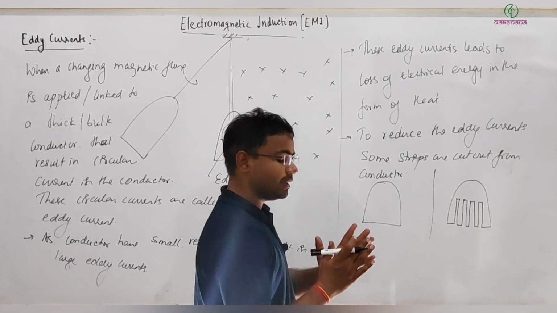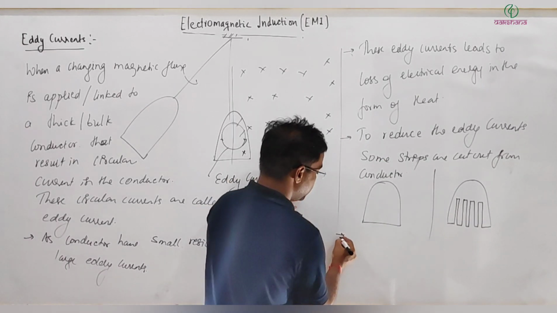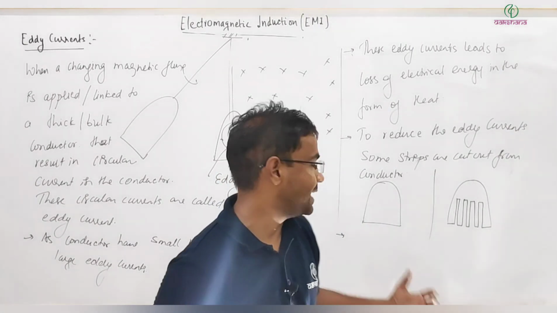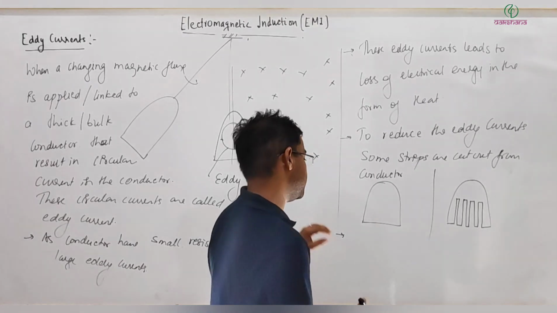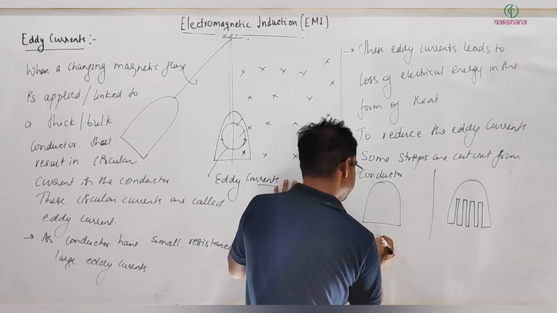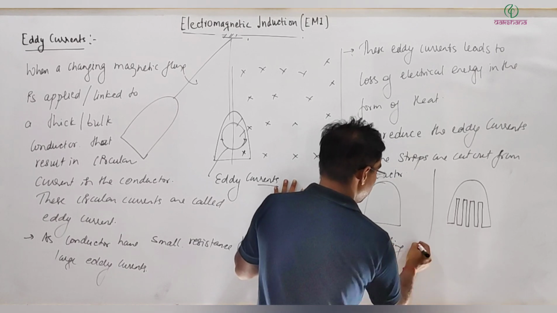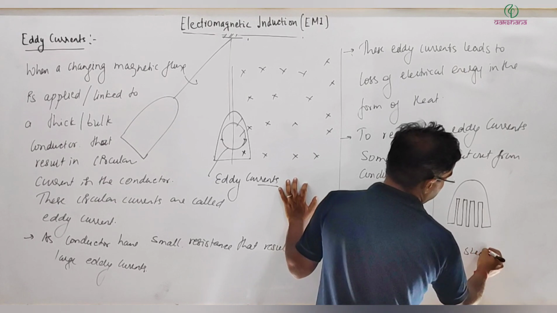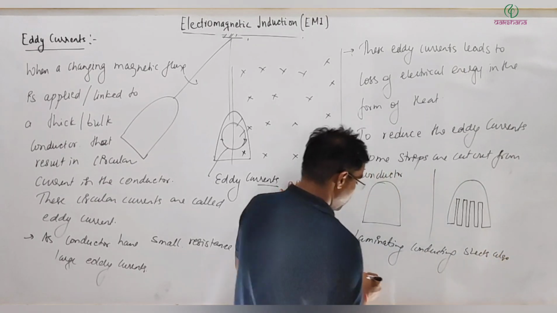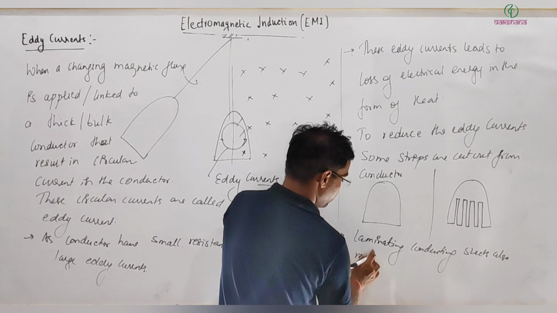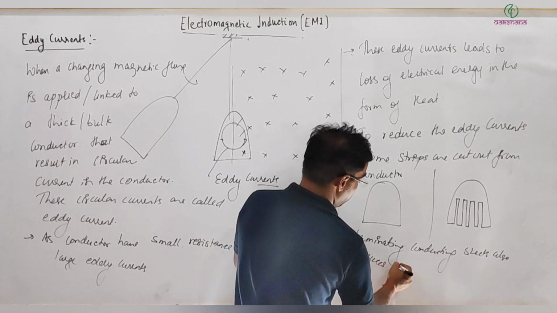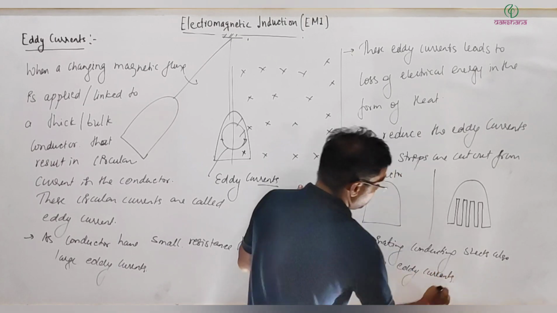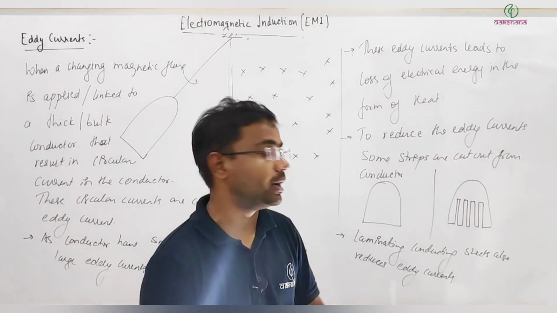Or, if we have thick conducting material, then we can laminate the sheets, which happens in the case of a transformer. So laminating conducting sheets also reduces eddy current. So I hope it's clear. This is eddy current.